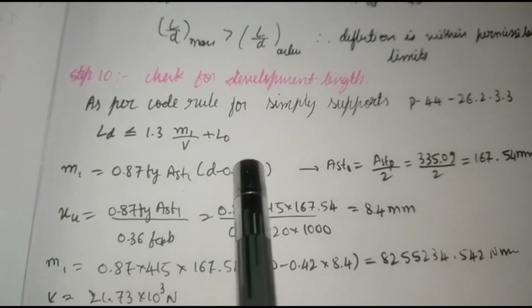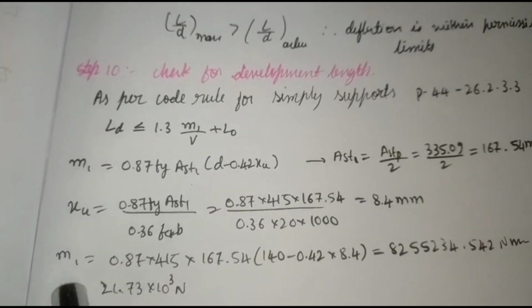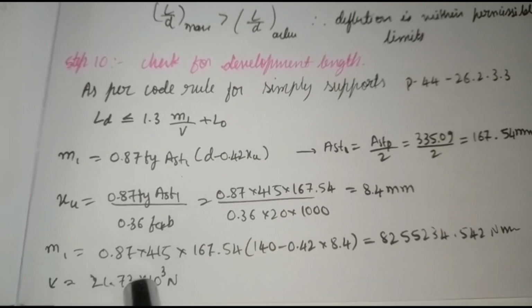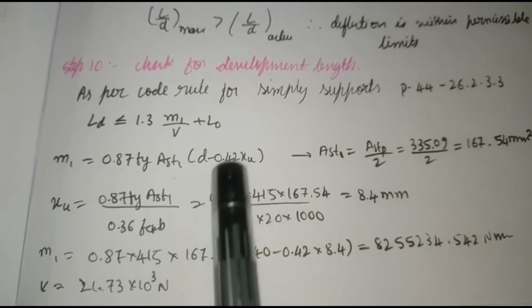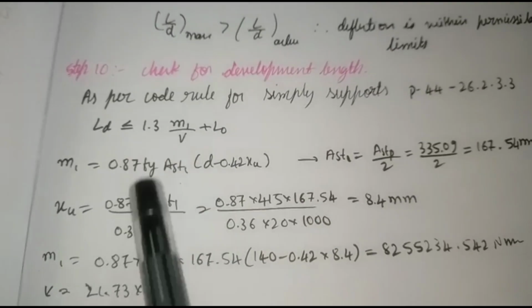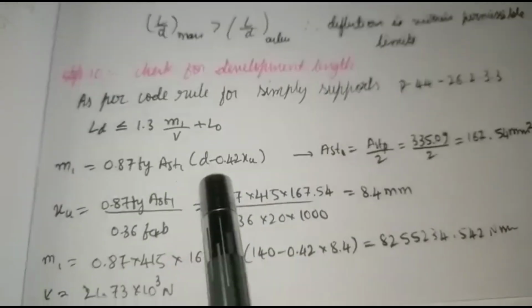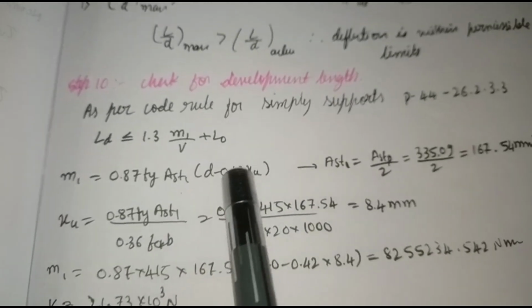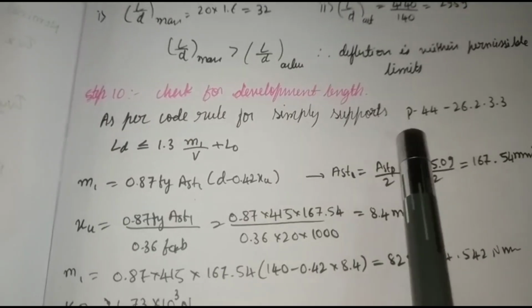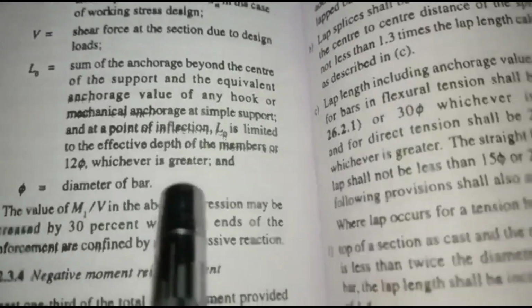Now the V value, the shear force value we calculated, we got was 21.73 into 10 to the power of 3 Newton. So we have the values of M1 and V. Now substitute in this formula. Now we have to calculate the L0 value also. For that again we need to go to the code book, page number 44. This is page number 44.